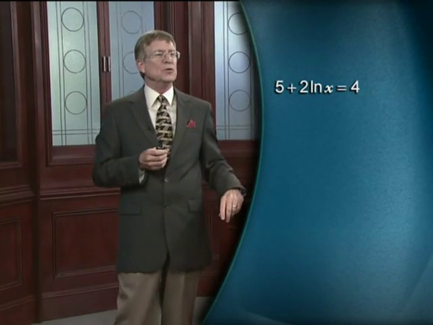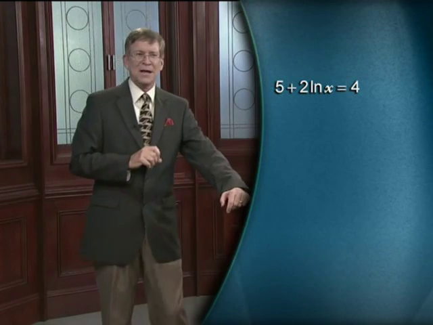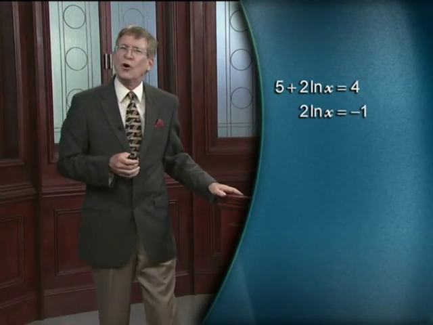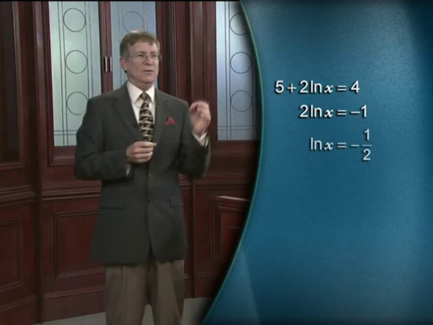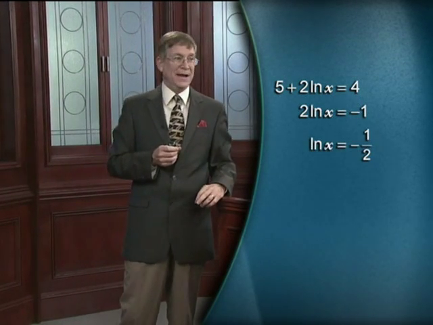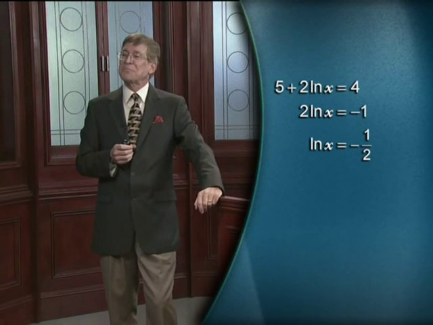Here's another equation, and now we'll be using logarithms. It's an equation involving logarithms. The first one's pretty simple. How about 5 + 2 log x = 4? What's x? Well, obviously move the 5 to the other side, and we have 2 log x = -1. Now divide by 2, and we have log x = -1/2. Okay, what to do?